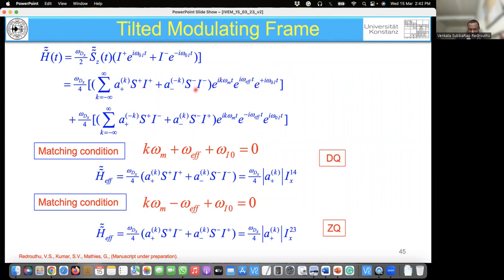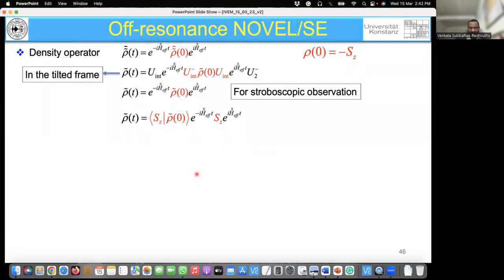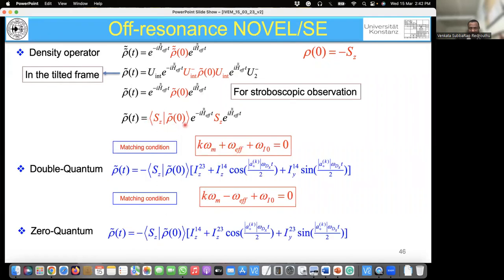Once we have the effective Hamiltonian at the matching condition, that is corresponding to the time independent part, this is the double quantum and this is the zero quantum. When we match all these time independent parts to 0, this is what you get. And when we match all these time dependent parts, it gives time independent Hamiltonian terms. And then we can simply calculate the final density operator at time t, like we did in the earlier case. So once we have calculated the tilted rotating frame Hamiltonian as given here, then we can finally give the double quantum and zero quantum density operator at time t with these simple expressions.